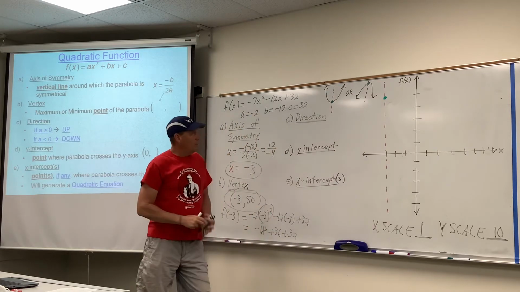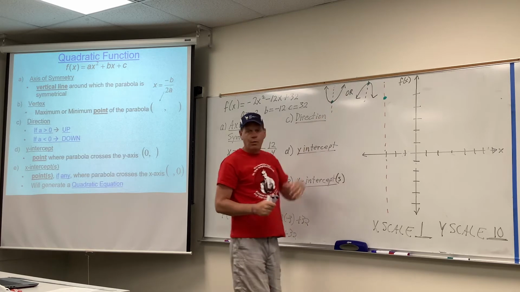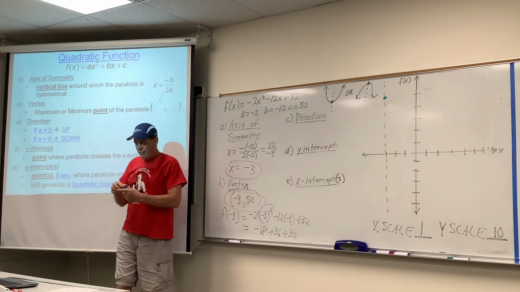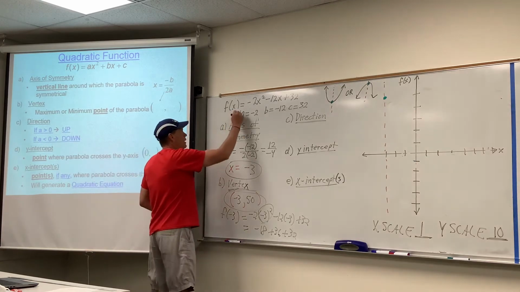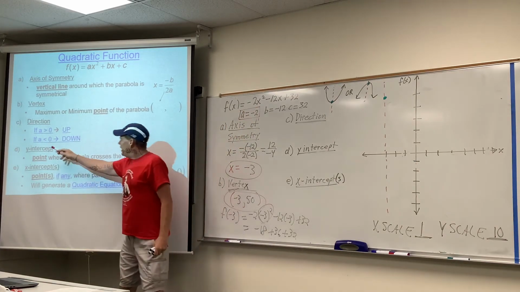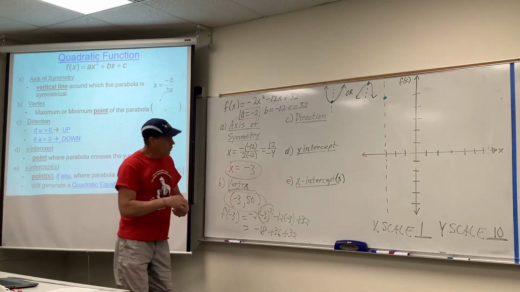So now let's talk about, is that the lowest point on the graph or is it the highest point on the graph? What direction does it open? And I want to remind you that has to do with the value of a, which in this case is -2. And since -2 is less than 0, this parabola will open downward, won't it?